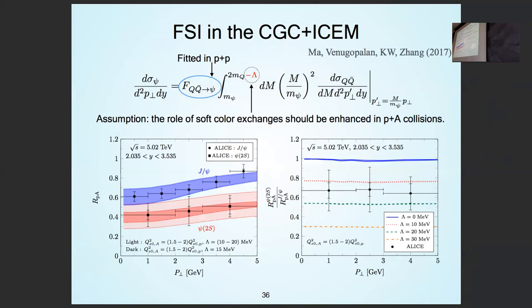R_pA as a function of PT, this is the J/psi and Psi(2S) double ratio. This is the lambda dependence. Lambda equals zero is the result corresponding to proton-proton collisions. We need some scale of lambda, say 10 MeV, 20 MeV. This is very soft. J/psi production yields don't change by changing lambda from 0 to 30 MeV, but Psi(2S) production yield is very sensitive to the choice of lambda. This is very reasonable because J/psi is a strongly bound system, while Psi(2S) is a loosely bound system. So Psi(2S) is very sensitive to comover interactions.